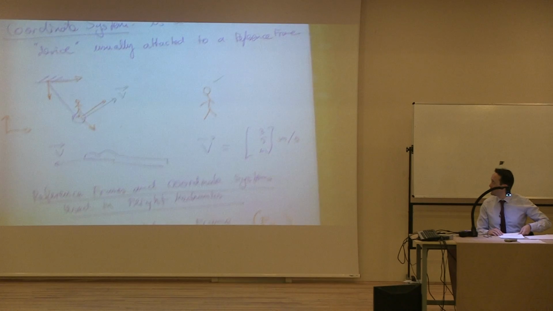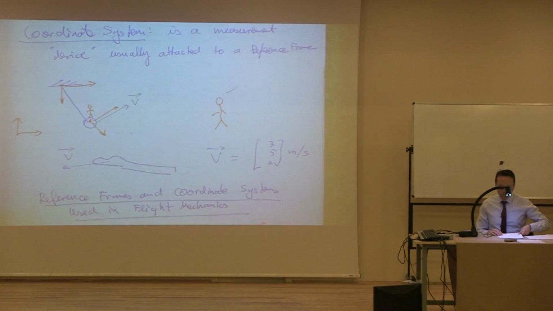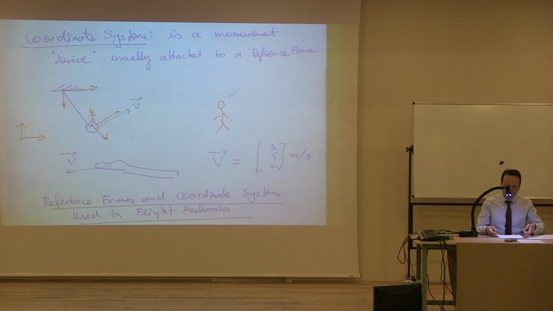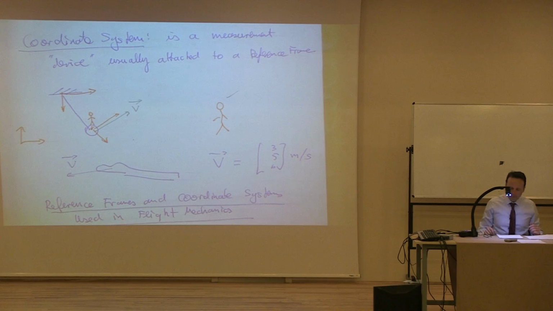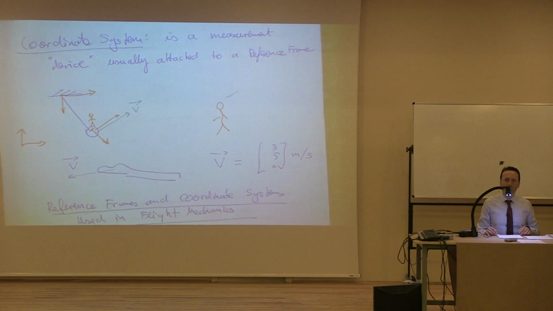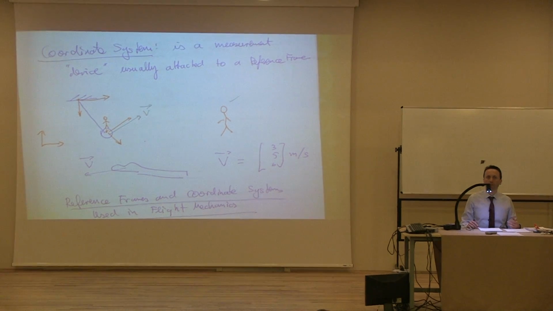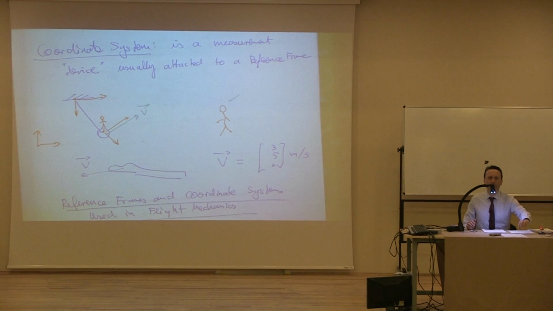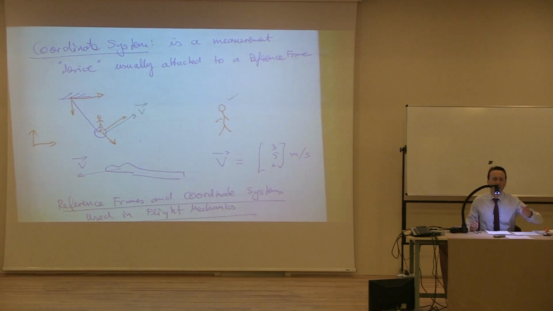The other important part that we talked about is the coordinate system. We said the coordinate system is a measure or a device usually attached to the reference frame. It's a measurement device, really. It has nothing to do with reference frames. We can attach it to a reference frame, but it is not the reference frame. So I can have a movement of an object with respect to a reference frame and then write it in any coordinate system I want, right? So that's the definition of the coordinate system.